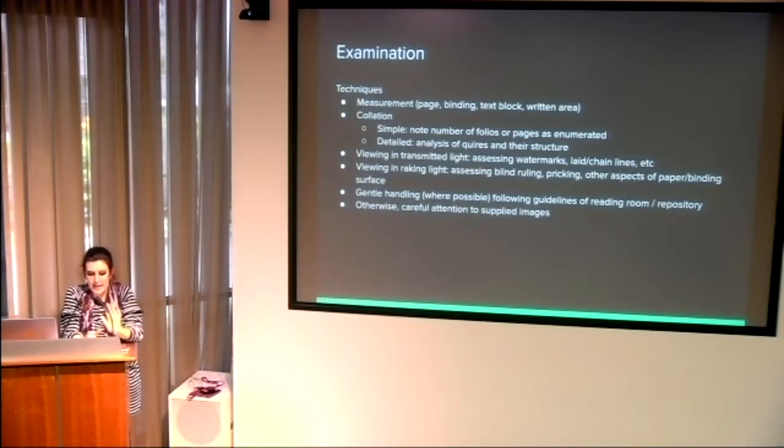Okay, examination techniques. What are the techniques that you're going to be using? Well, you're going to be measuring. You want to measure the exterior, the binding. You want to measure the text block, especially if there's any significant difference, though in most cases that difference should be very small, within a few millimeters or so. You want to measure the dimensions of the written area, trying to get at the dimension of the ruling board or frame.